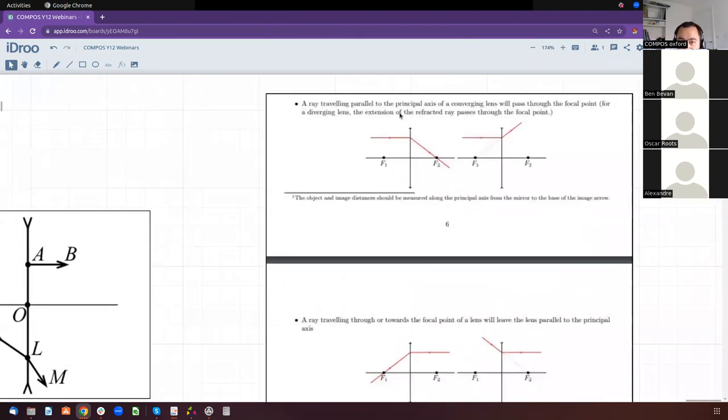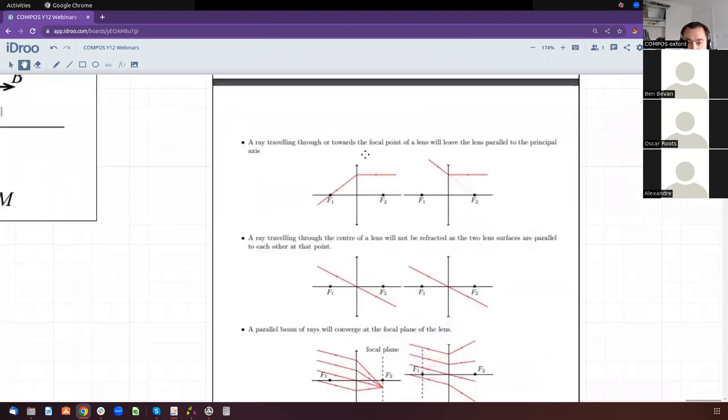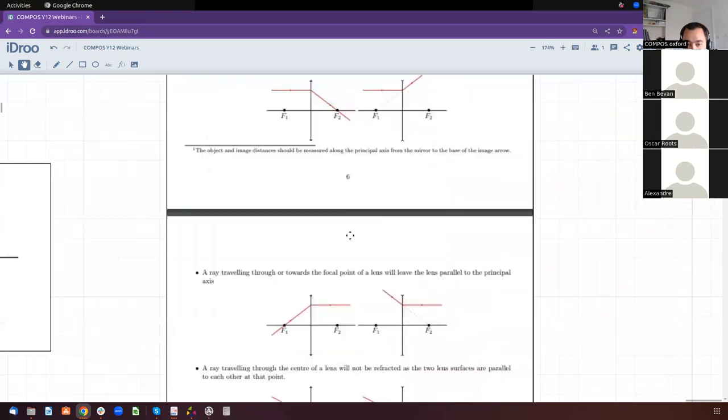A ray traveling parallel to the principal axis will pass through the focal point. For a diverging lens, that works as well. You can see that the ray of light traveling parallel to the axis will go through the focal point. If it's a diverging lens, it's traveling parallel and then going out of the lens, but still the line passes through the focal point. That's important. The second: a ray traveling through the focal point will come out parallel. That's just the reverse of the first one.